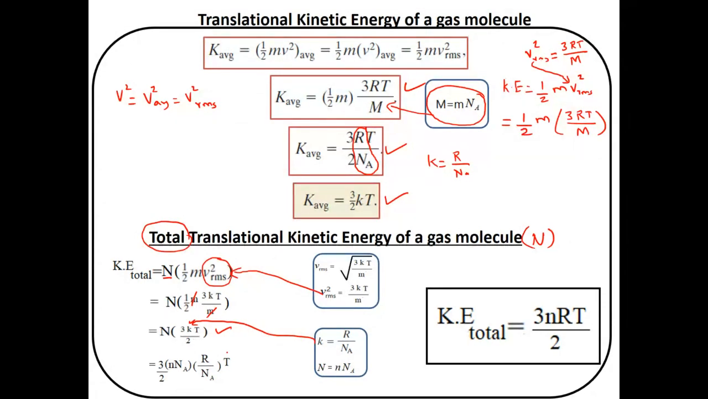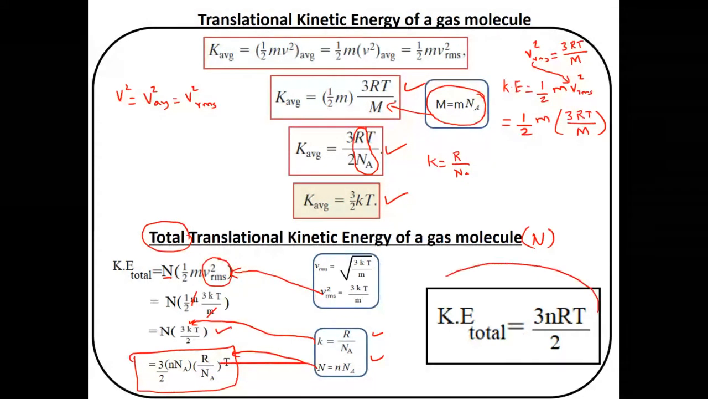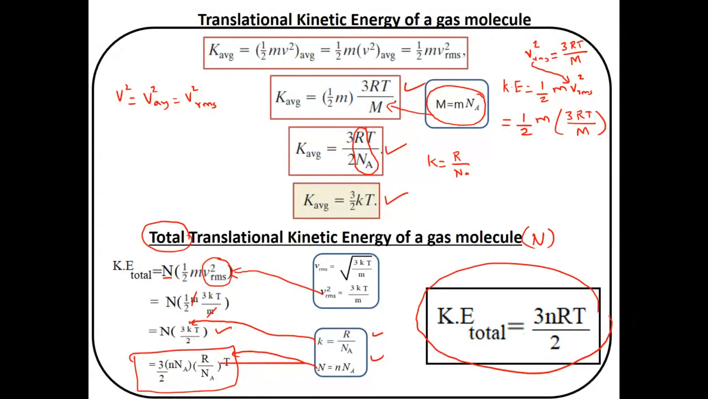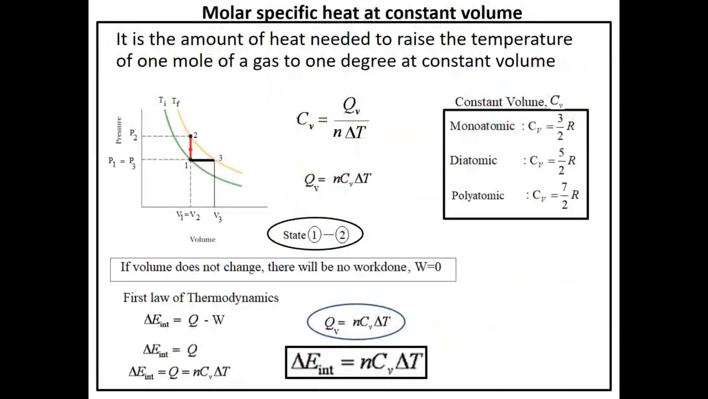Then we have n. When you substitute this, you will get this term. So when you simplify this equation by using these two small equations, you will get the total kinetic energy of the gas molecules as 3nRT divided by 2. So you have two formulas: one is for average kinetic energy and the second one is for total kinetic energy. Clear?